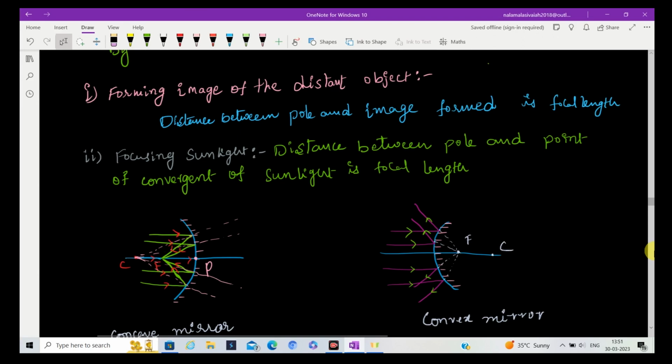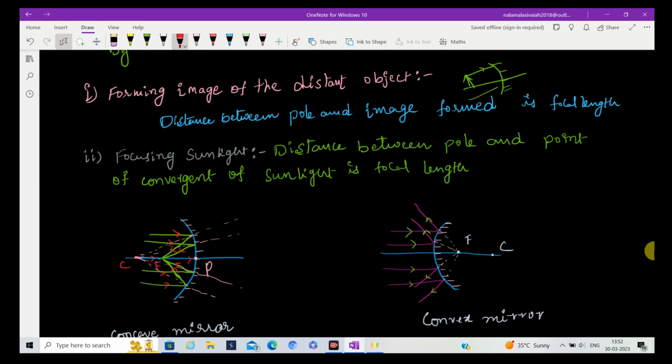So if you take the mirror like this, okay, I'm taking the concave mirror, so you can see there. I'm taking the object, this is a distant object. The light rays are coming from the object, like this. But after reflection, the light rays will be meeting at one point. So you can see here, these light rays are coming from infinity, and after incidence, those light rays meet at one point. That point is called focus. That is nothing but the distance between pole and image formed is called focal length. In this diagram, this is the pole and this is the image formed, so this distance is called focal length.